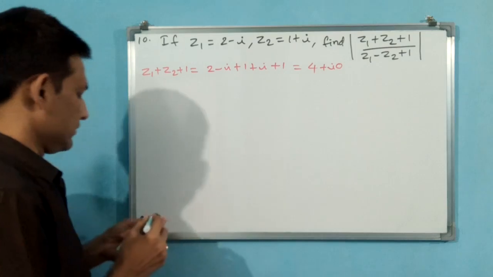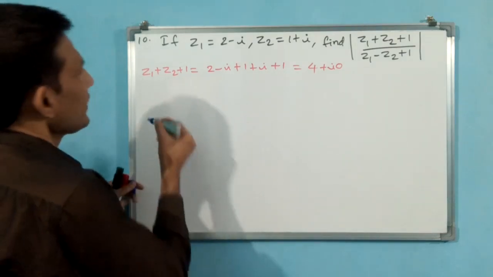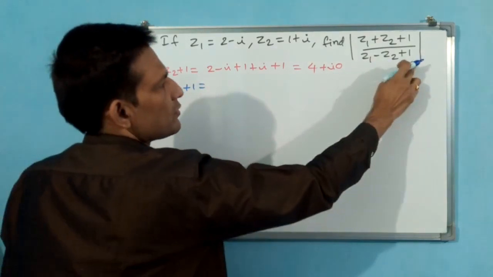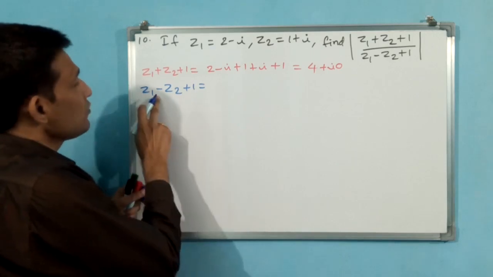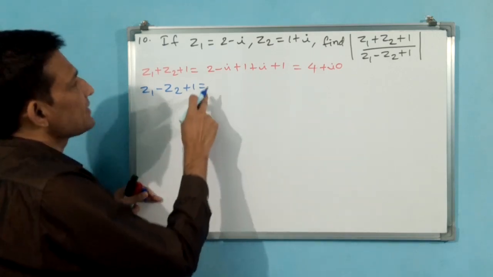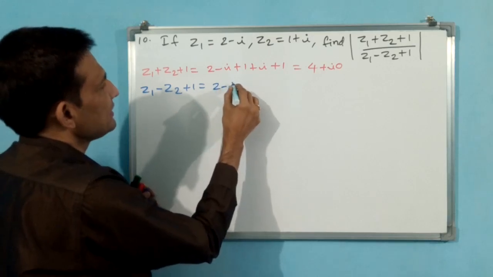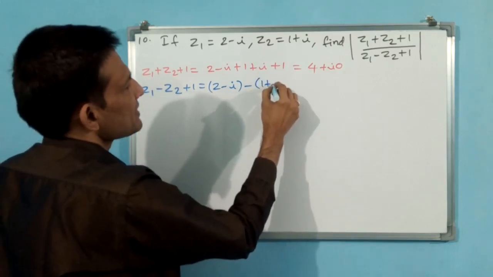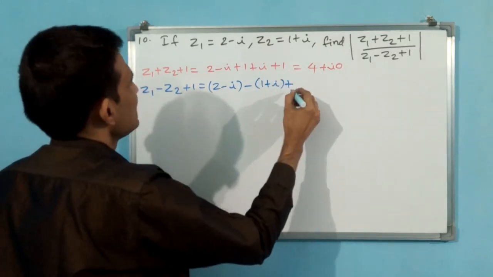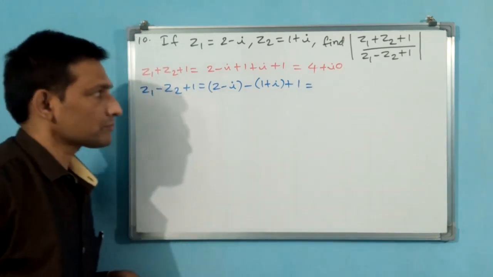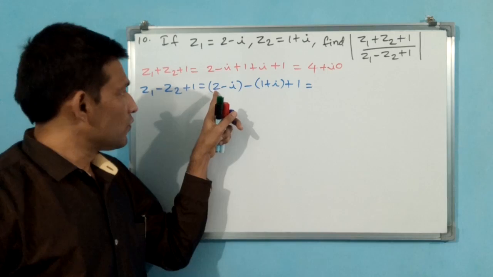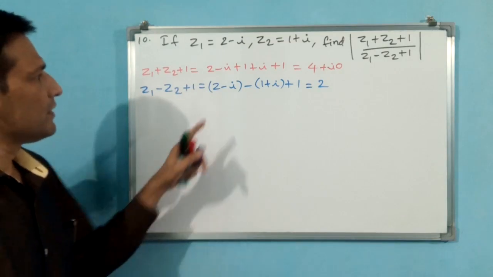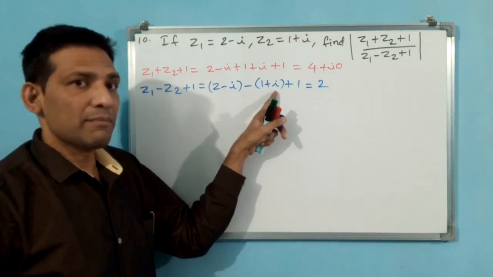Let us see the denominator also. Denominator: Z1 minus Z2 plus 1. Now you don't write directly, you put two parentheses. Why? Because 2 minus I, minus Z2, 1 plus I, plus 1. You see, minus is there here. 2 minus 1, 1 plus 1, 2. Write 2. Minus I, minus I, minus I2.